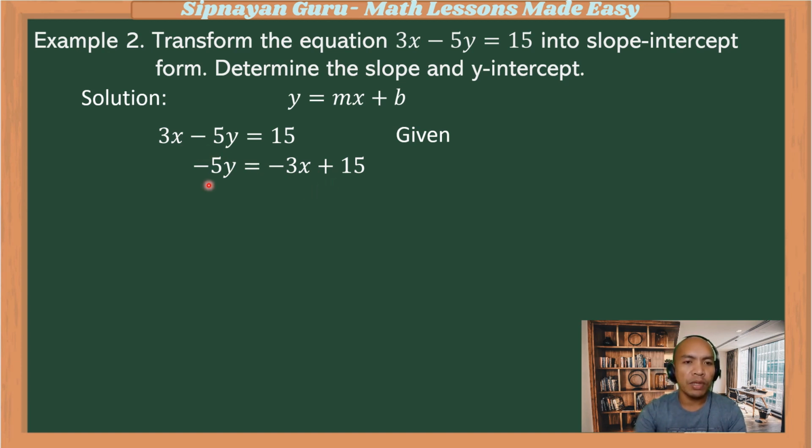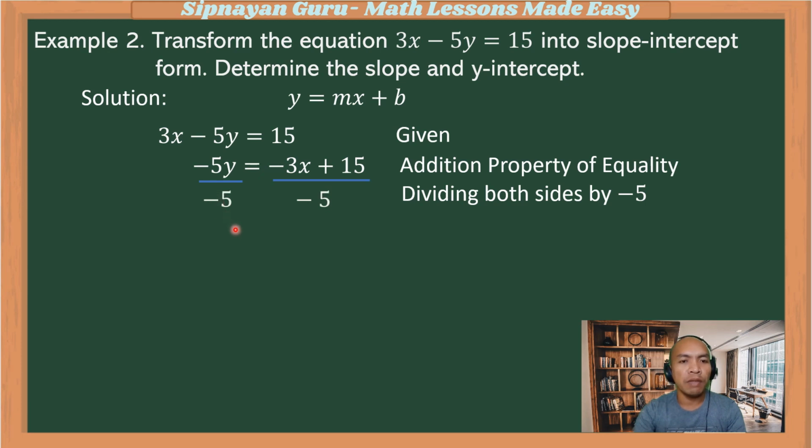We have to set the coefficient of y to be positive 1. So we divide both sides of the equation by the same constant as the coefficient of y. By dividing both sides by negative 5, negative 5 divided by negative 5 is positive y. Negative 3 divided by negative 5 is positive 3 over 5x. Then 15 divided by negative 5 is negative 3.